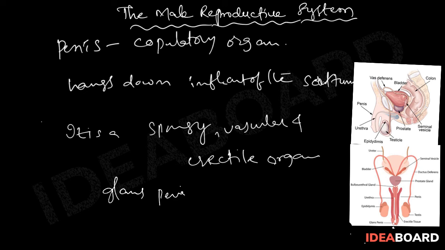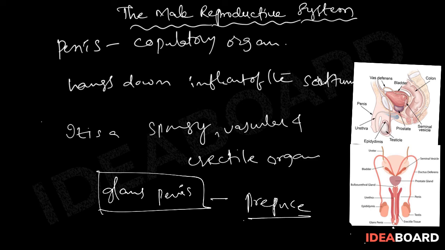The glans penis is covered by loose skin called the prepuce. This prepuce is useful to facilitate the movement of the penis in the female reproductive tract during copulation. The glans penis is covered by a fold called the prepuce. It is useful for facilitating the movement of the penis during copulation.